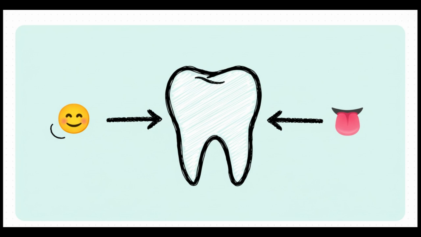Facial is pretty self-explanatory, right? It's the side of the tooth that's facing your cheek, toward your face, the outside. And lingual is the surface facing your tongue, the inside. So now we have our four basic directions. Front-back, which is mesial-distal, and outside-inside, which is facial-lingual.